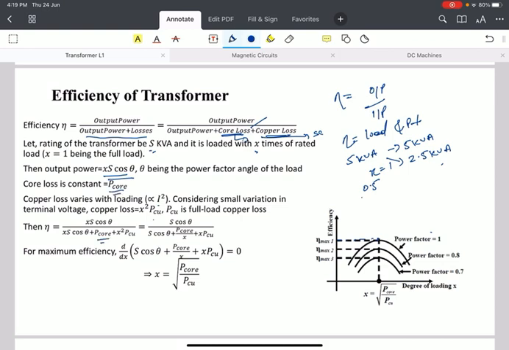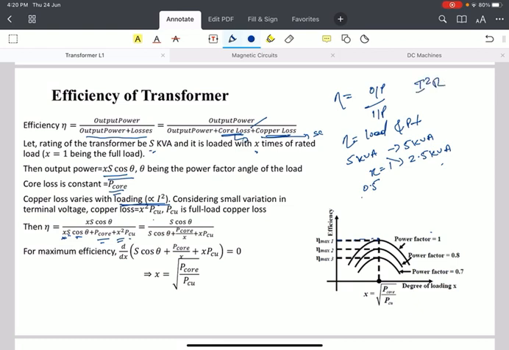The output, we know, is X into S into cos theta, where S is the transformer rating, cos theta is the power factor, and X is the load value, that many times it is loaded. Then the copper losses can be written as X square into PCU. That is because copper losses vary with loading with respect to I square. We know that copper loss in a transformer is equal to I square R.